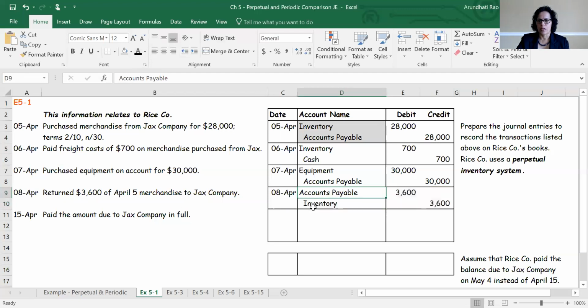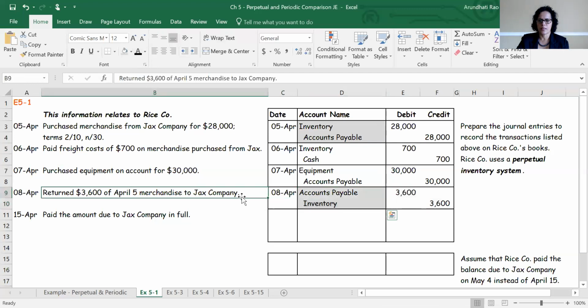I debit accounts payable and I credit inventory. So again, just to highlight this and show you what we have done, when you look at these two journal entries, when you make the purchase, inventory is debit, accounts payable credit. When you return it, accounts payable debit, inventory credit.